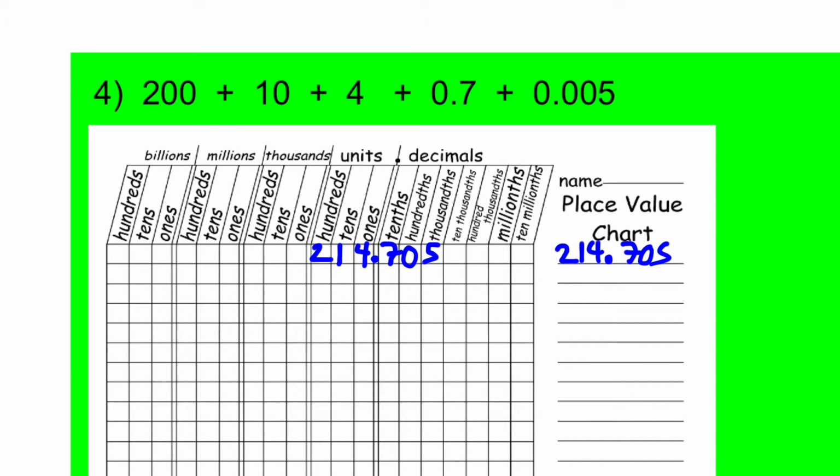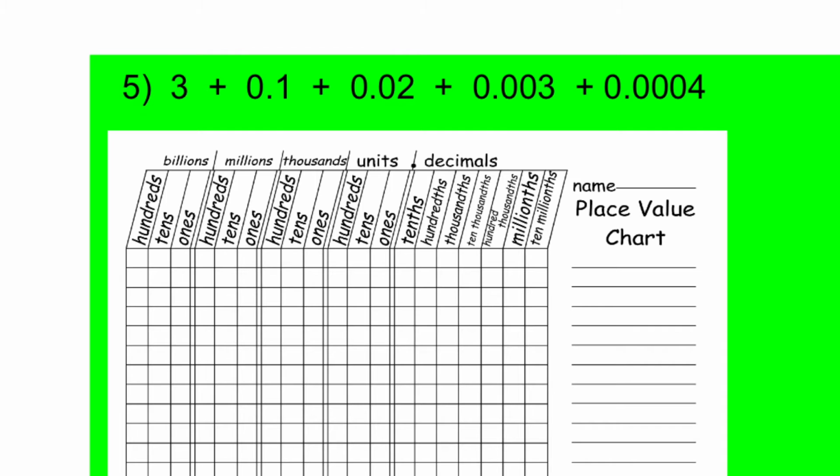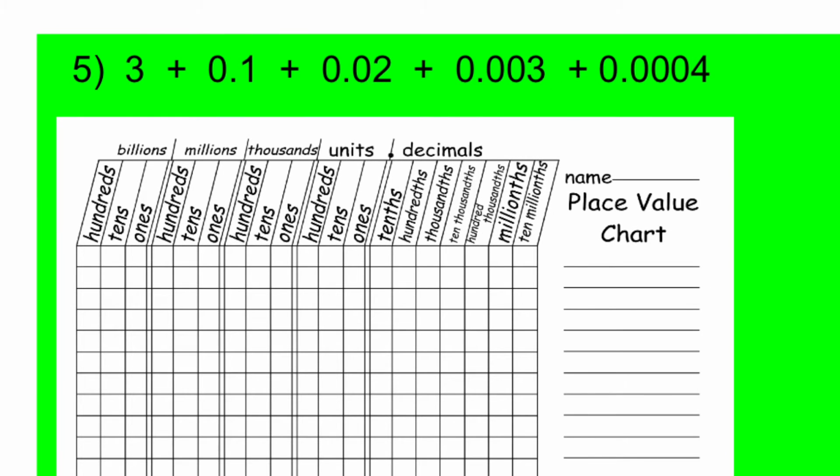Let's look at a few now where we have the 10 thousandths. So I'm going to flip ahead. I have a whole number, a first decimal spot, second decimal spot, third decimal spot, fourth decimal spot. So I'll start with the 3. I have 3 ones, so I'll put 3 in the ones.